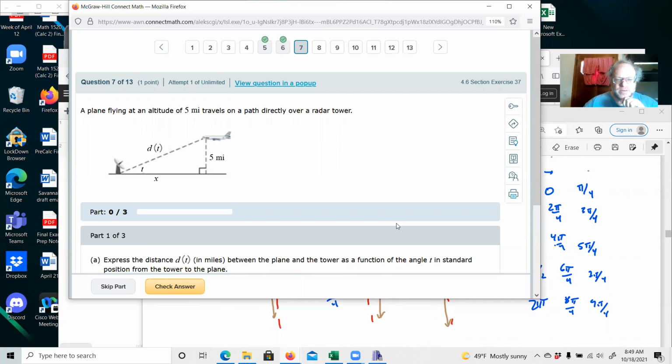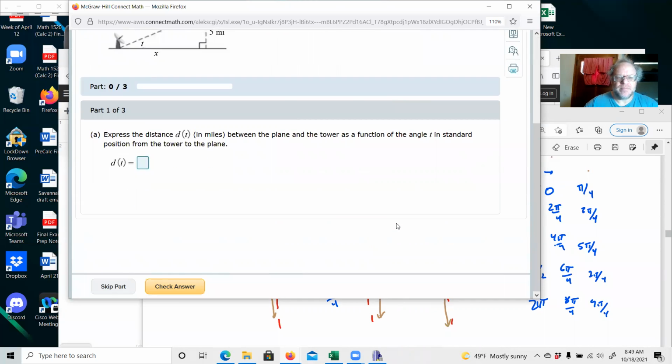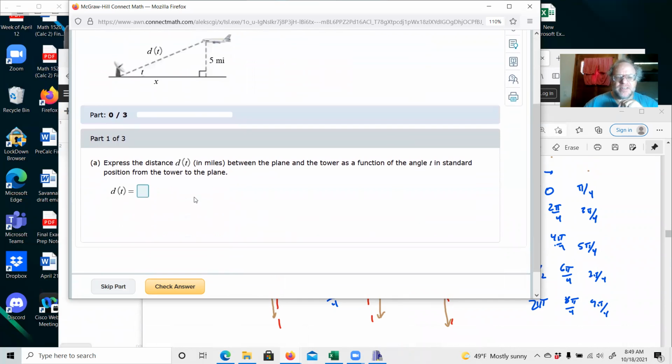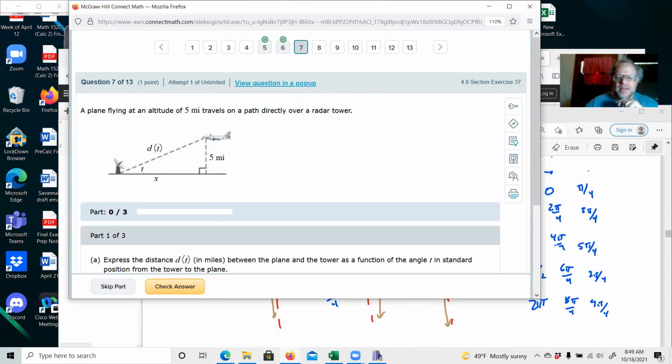All right, let's see what we have here. Okay, we're going to express the distance in miles between the plane and the tower as a function of the angle in standard position from the tower to the plane. Okay. All right. So let's just do a couple of what ifs and see what happens here, okay?